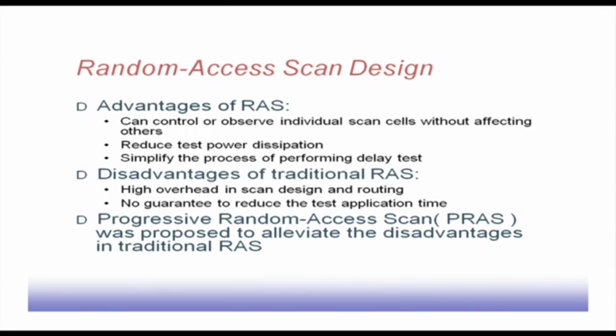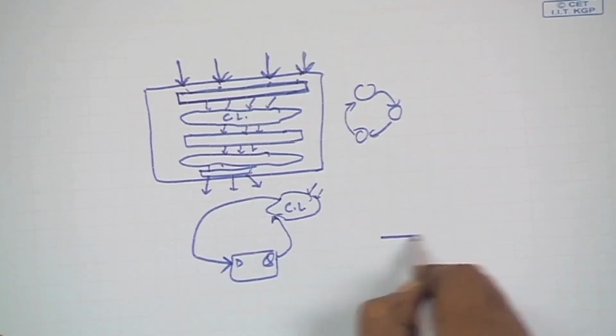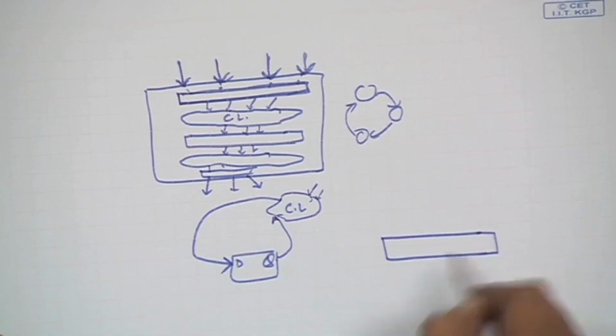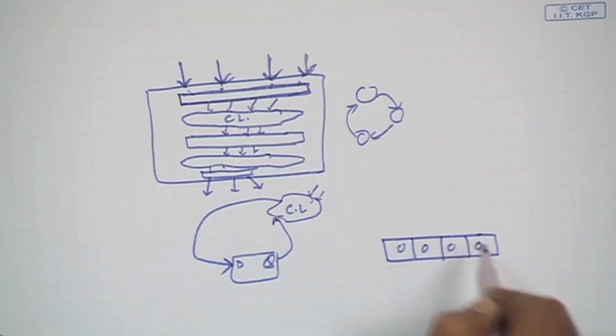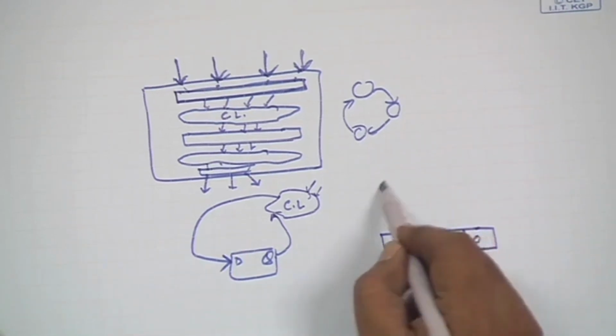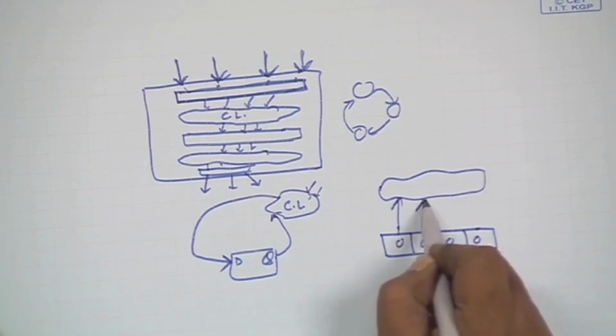This random access design tells that I will be able to access any cell in any order. We can control or observe individual scan cells without affecting others, and reduce test power. This is another issue: reducing test power dissipation. Suppose I have a 4 cell scan chain, initialized to 0 0 0 0, and there is combinational logic which is being fed from this scan chain.